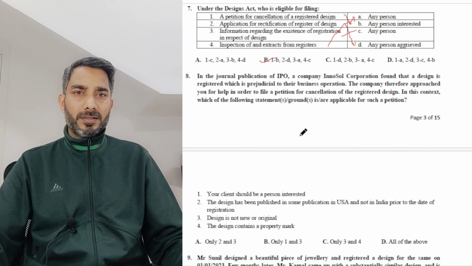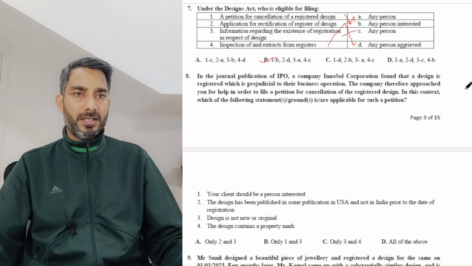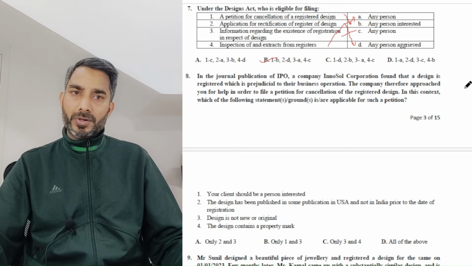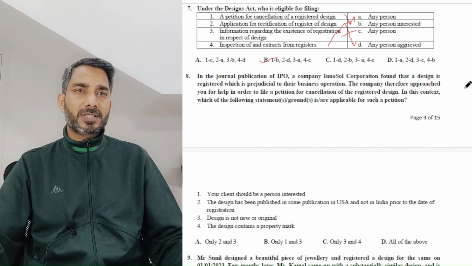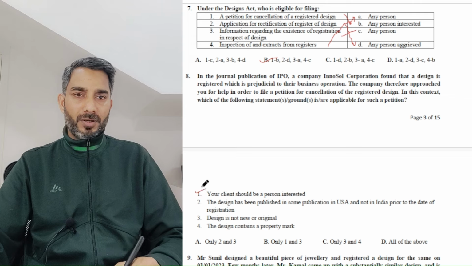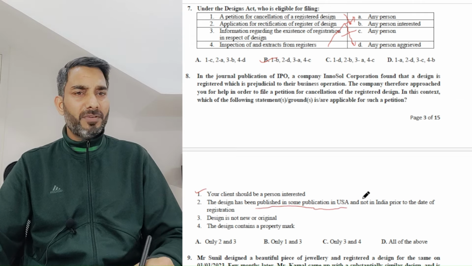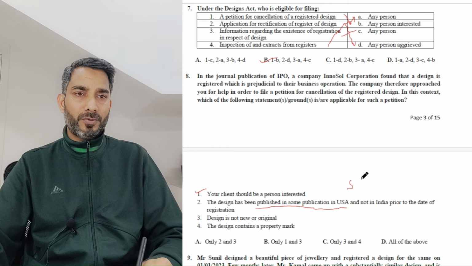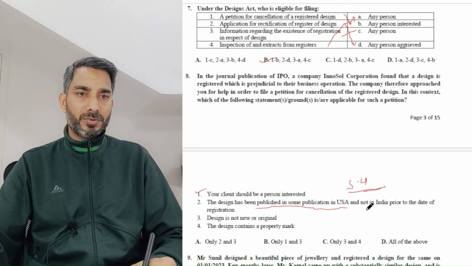Now in the journal publication of the IPO, a company in Seoul corporation found that a design is registered which is prejudicial to their business. The company therefore approached you for help in order to file a petition for cancellation of the registered design. In this context, which of the following statements or grounds is applicable for such a petition? Your client should be a person interested for sure. Design has been published in some publication, USA, oh, everywhere. Basically section 4, whatever things are there we can use here.